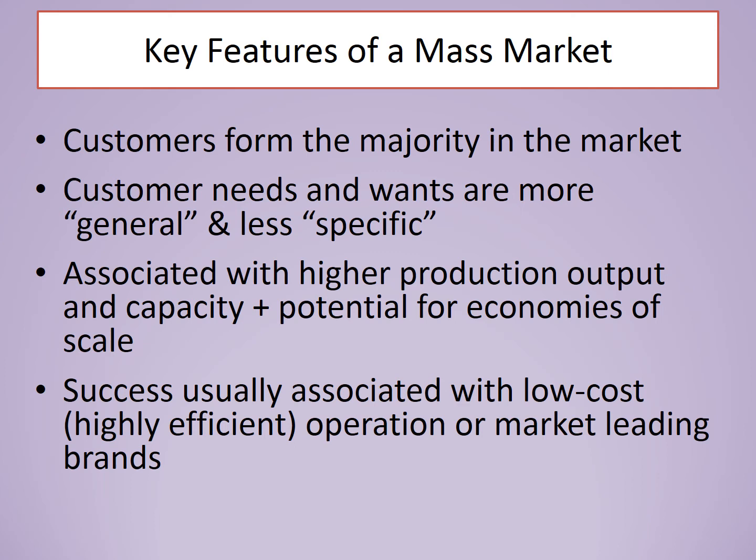Customers form the majority in the market. Customer needs and wants are more general and less specific. They just want a fizzy drink as opposed to a particular flavor of drink. It's associated with high production, output and capacity, so again we have economies of scale coming into play. Success is usually associated with low cost, so a highly efficient operation, or a market leading brand. If you look at iPhone, Apple have got a market leading brand. They've got a highly efficient production system, so they are able to mass produce cheaply, yet still get away with charging very high prices.